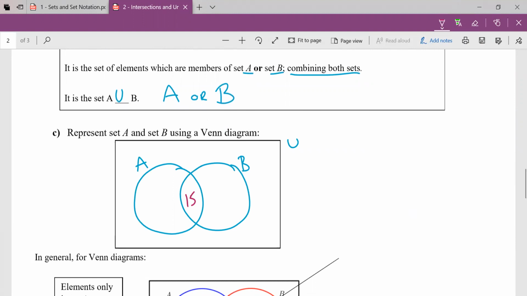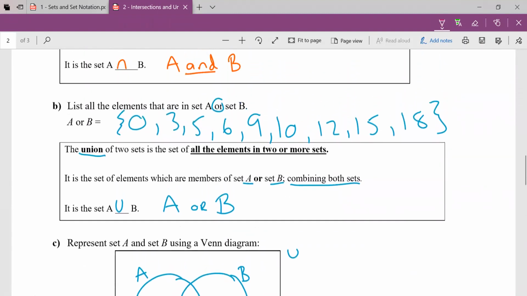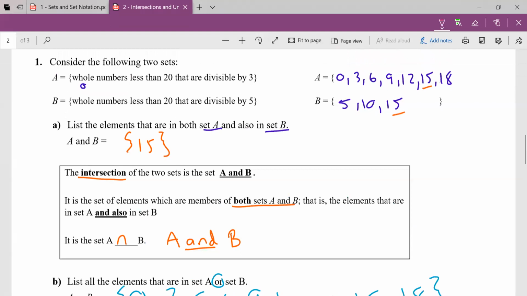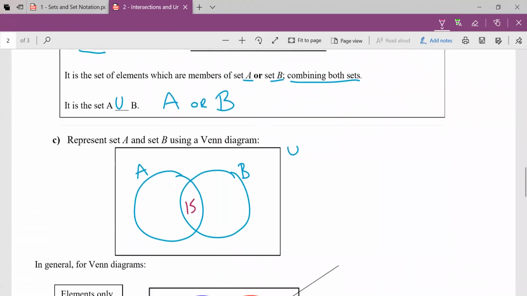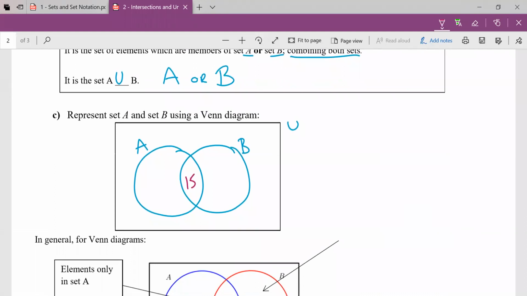In A, what's just in A here? Well, I've got to scroll back up because I don't remember the numbers that are divisible by 3. See, I should have had another coffee before I did this video. So it would be all these. That's always my excuse. I always need another coffee. Okay, that's the elements that are in only A. Well, what elements are in only B that are divisible by 5?